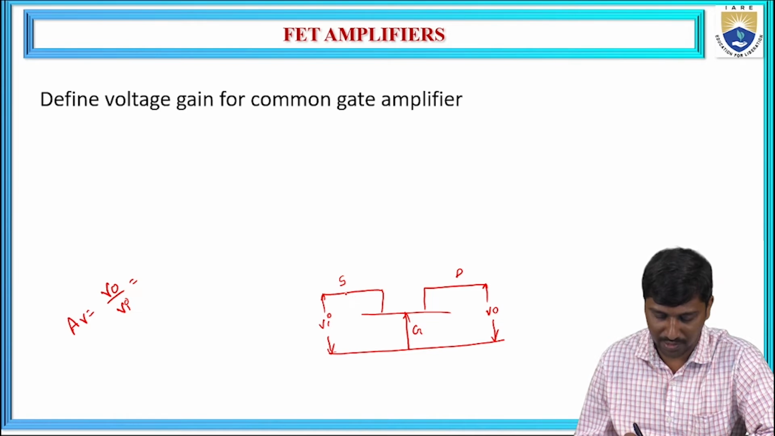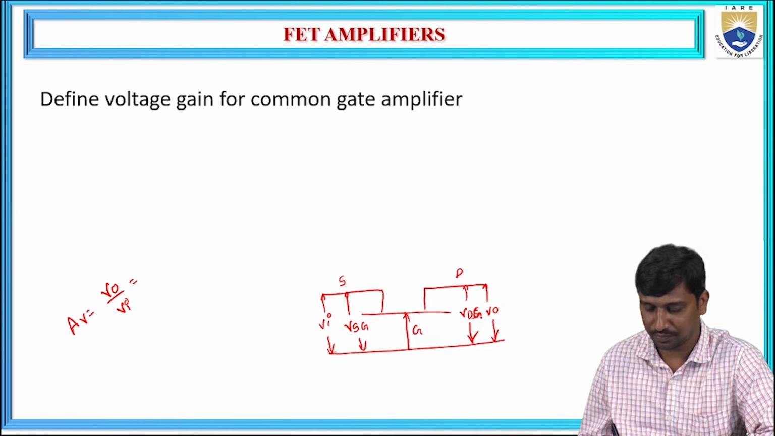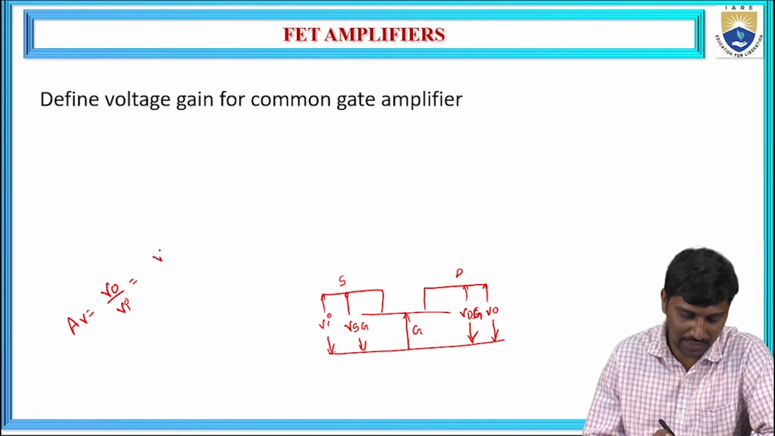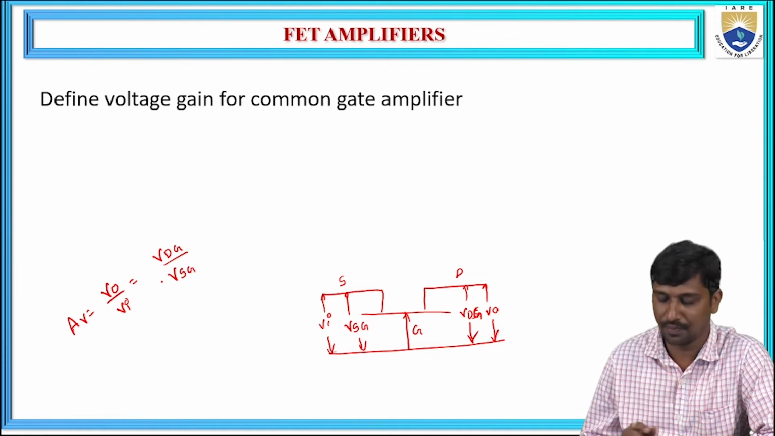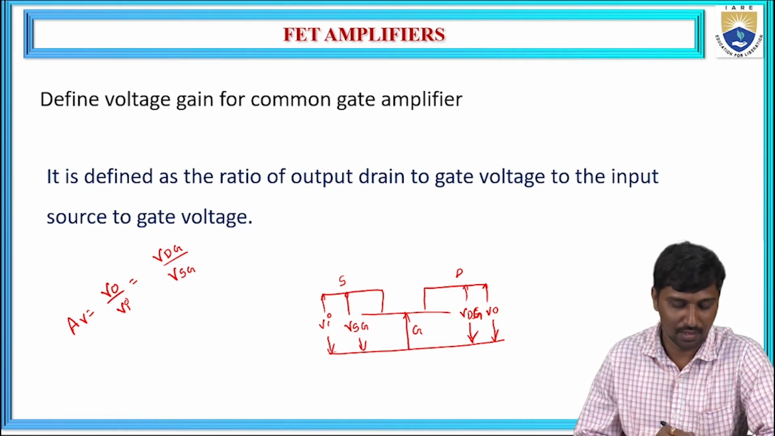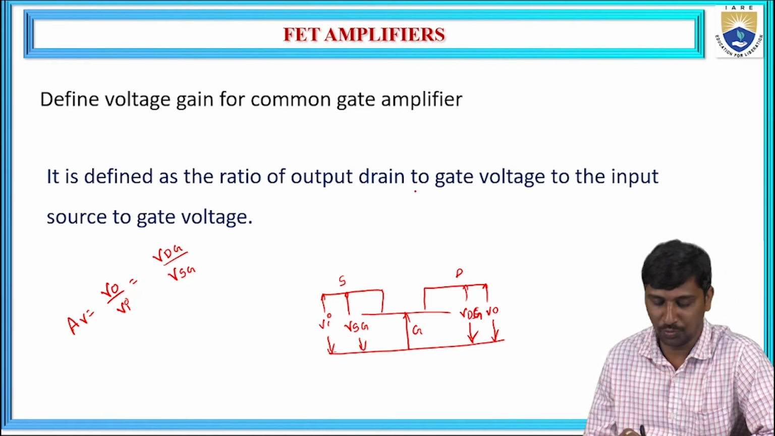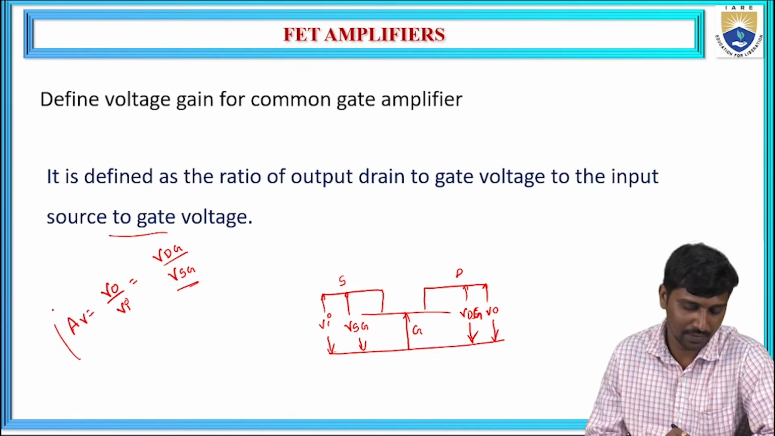If you observe this, the input voltage is the voltage between source and gate, and the output voltage is the voltage measured between drain and gate. So this is VDG. Hence, we can write the voltage across the drain with respect to the gate over the input voltage, which is the voltage at the source with respect to the gate. This is called the voltage gain. So it is defined as the ratio of output drain-to-gate voltage to the input source-to-gate voltage.